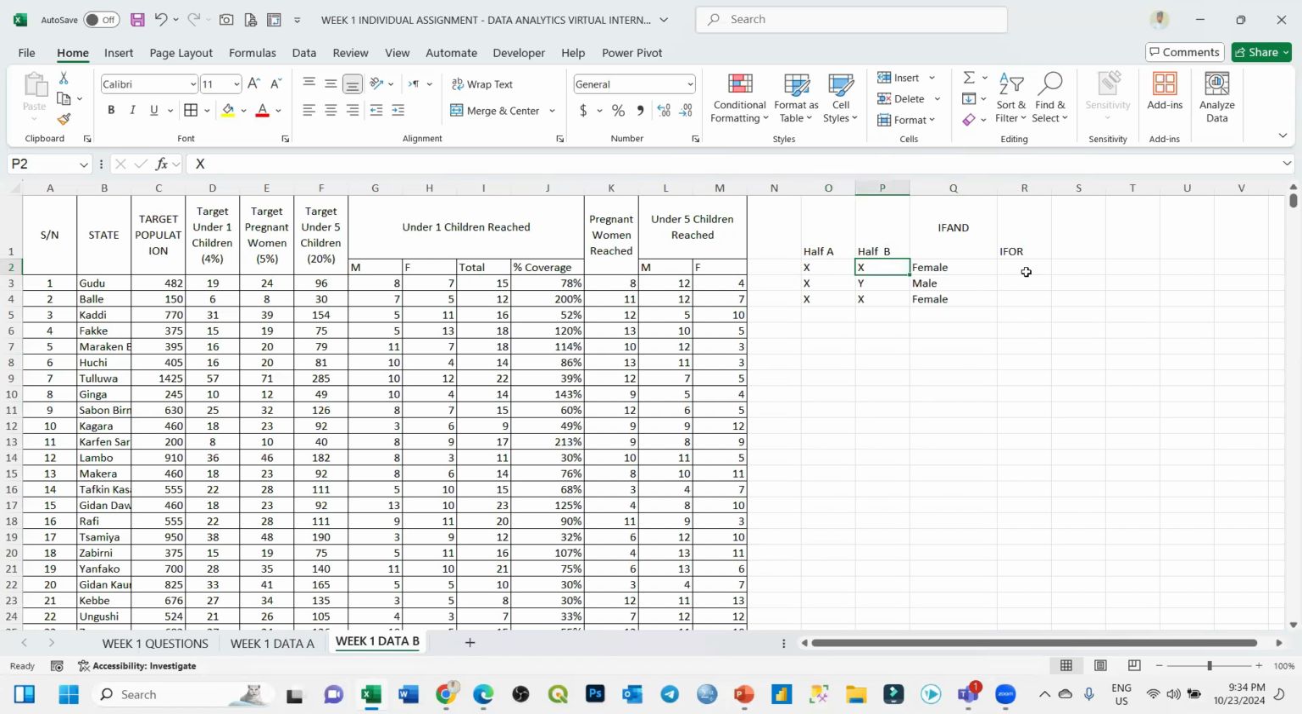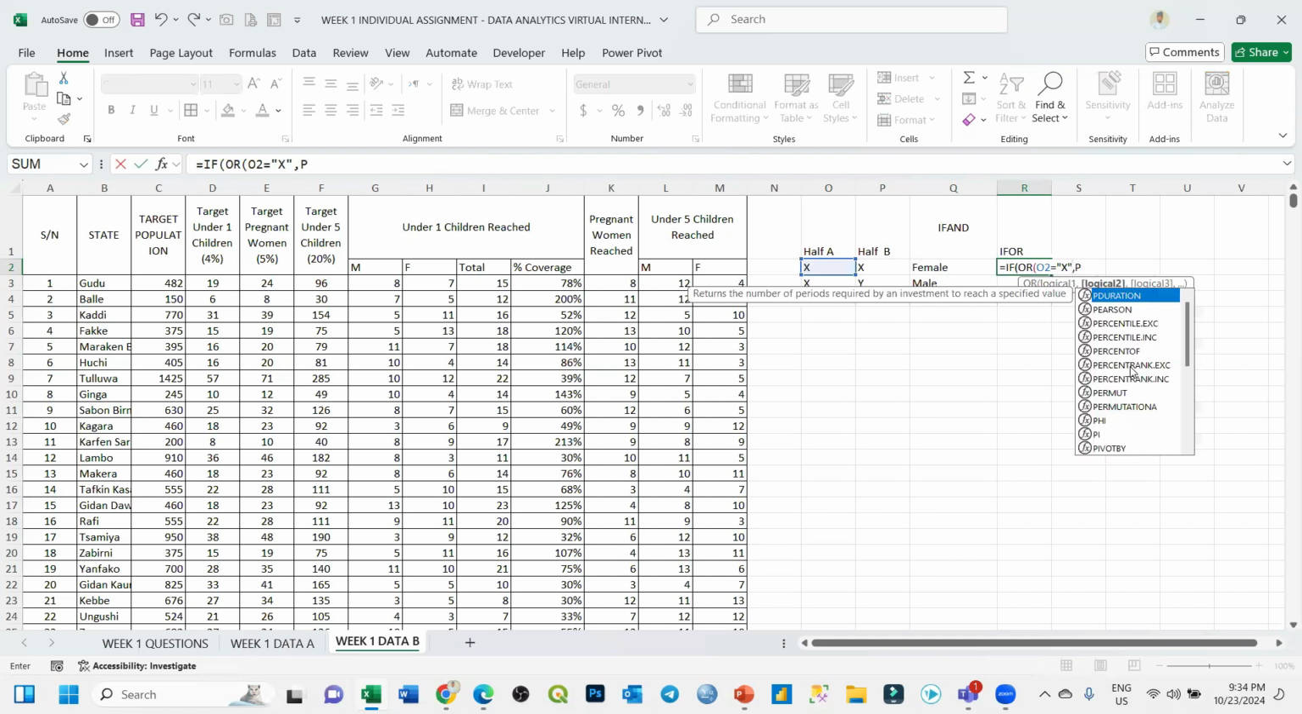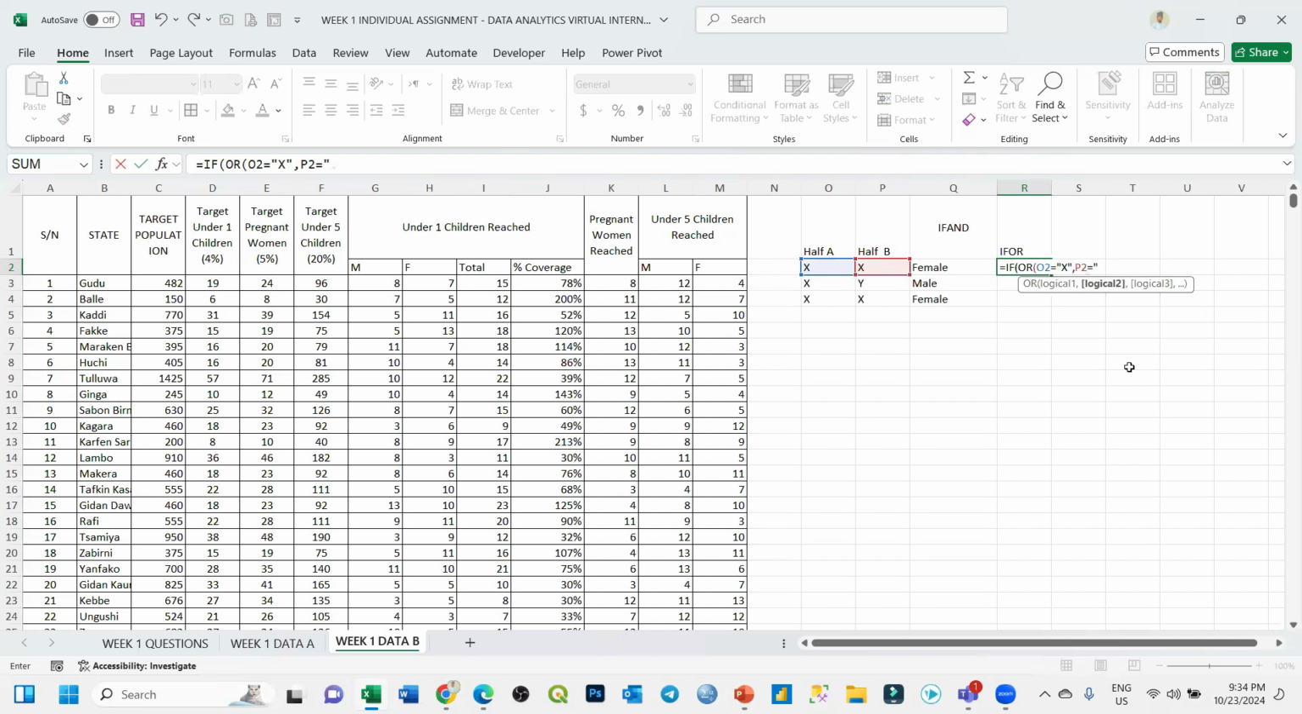So let's try this IF OR. I say equals IF, open bracket, then you write OR, open bracket, then you put the logic. Then I'll say O2 is equal to X, comma, and P2 is equal to X. Then I close it, comma, then I'll write female. We need to see the female gender. Otherwise we want what? Male. So let me show you what will happen.